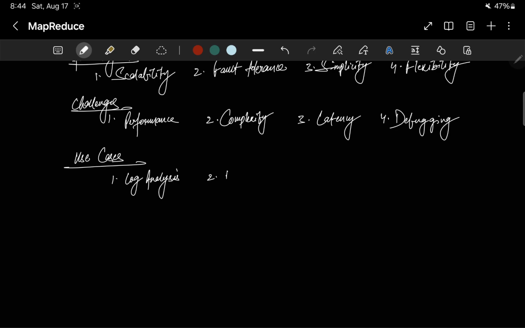Next is data transformation. MapReduce transforms raw data into a structured format for analysis and reporting. For example, a data transformation job might convert raw sensor data into a structured format for further analysis or integration with other systems. Next is index building.